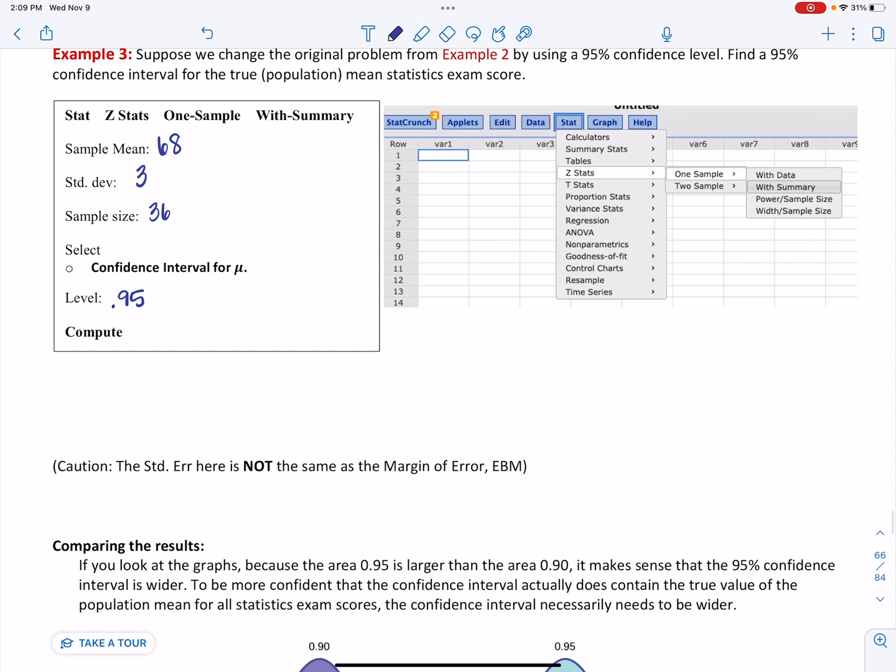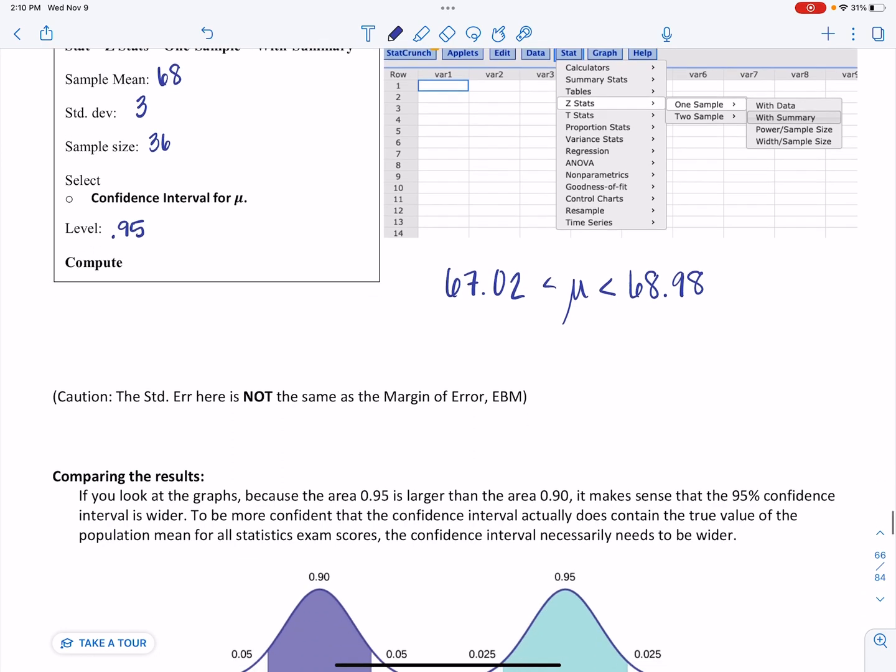When you click on compute, StatCrunch is very kind. It lets you know that your confidence interval is between 67.02 and 68.98. It takes a lot of the work out of the equation. If you can pull out what you know and type it in appropriately, it's a great help. If you're not sure what you're doing with StatCrunch, it is just the fastest way to be wrong. So pay attention to what you're doing.